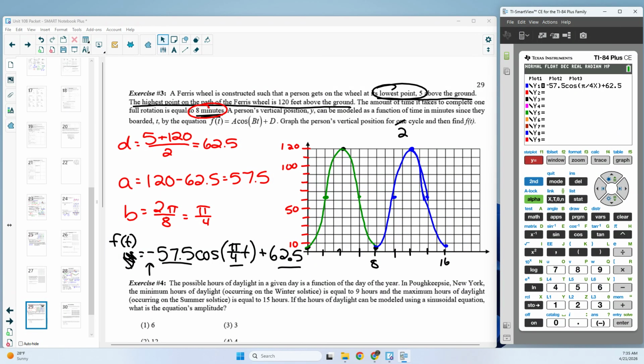If I had forgotten the negative sign, and I checked it, I would see that I was backwards. I was getting on at the top of the Ferris wheel, so that's why graphing it is good to check.